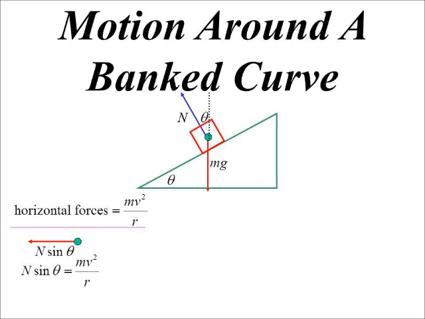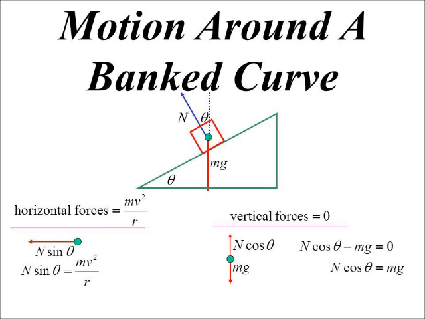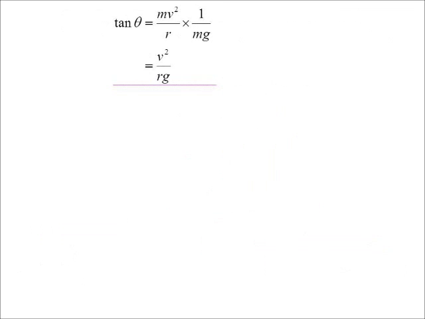And again, vertically, we're hoping that it's zero. We don't want the car jumping up or anything like that. And so we have a component of the normal force up and mg going down. We get n cos theta equals mg. Basically the same equation, because now when I divide, the normal force will cancel out, whereas yesterday it was tension cancelling out. And we get the exact same little equation that we did for the conical pendulum: tan theta is v squared on rg.